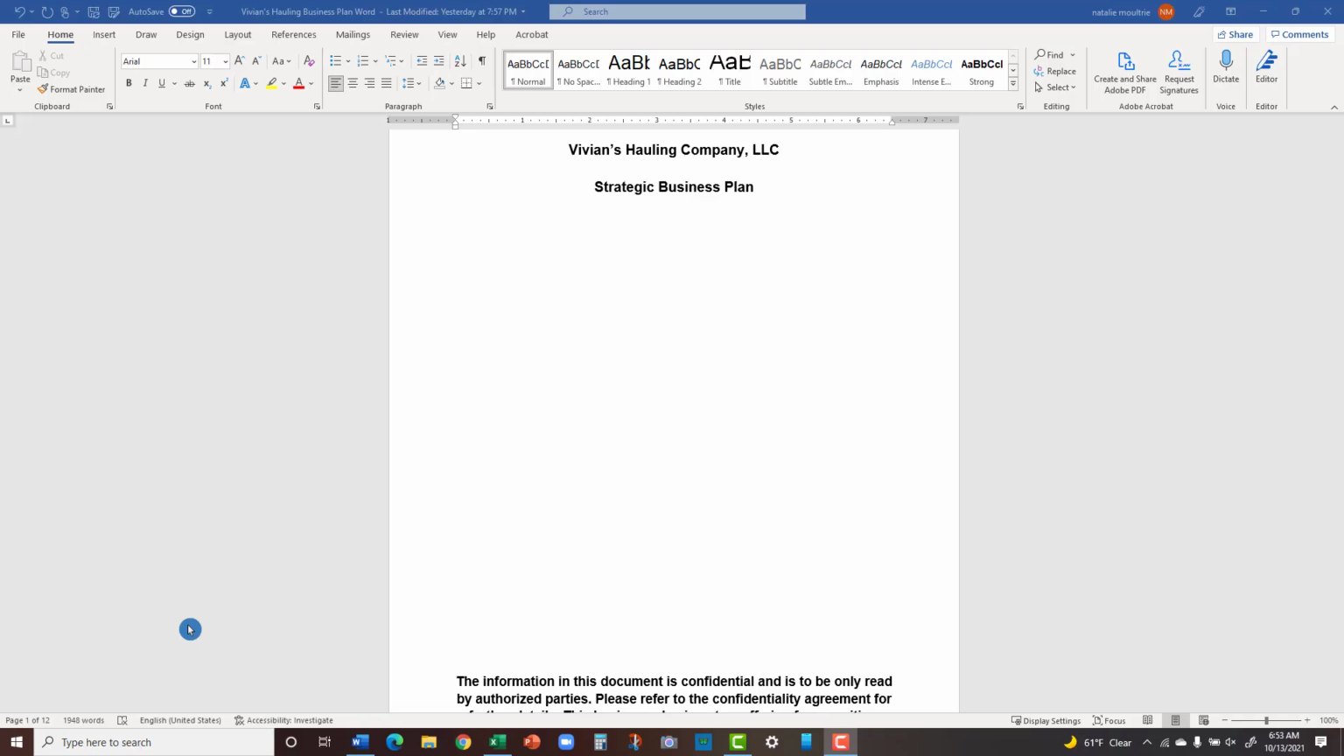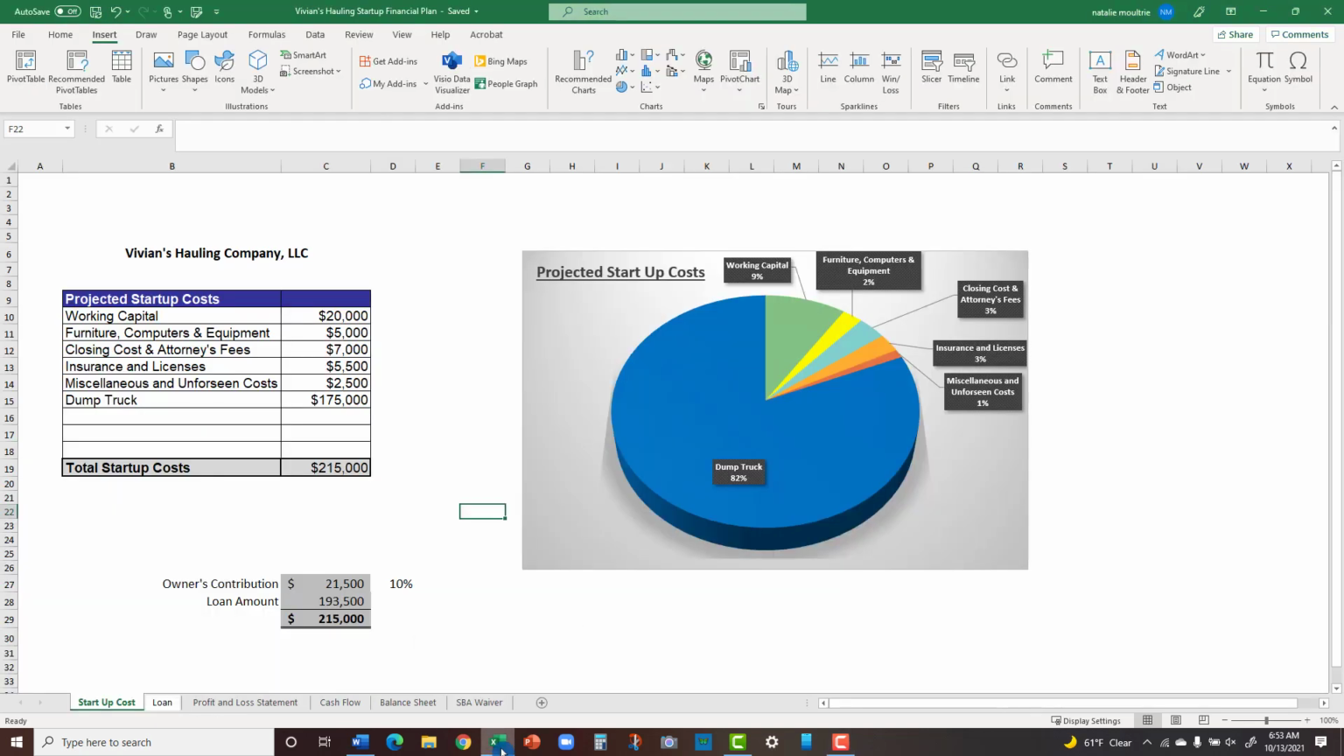Alright, so let's go back to the business plan for Vivian's Hauling Company. And also let's open up the startup spreadsheet. Now, if this is your first time seeing this spreadsheet and you want more information on how we came up with these projections, then go back to Google Classroom and review Lecture 3. And you can also download this spreadsheet from Google Classroom.